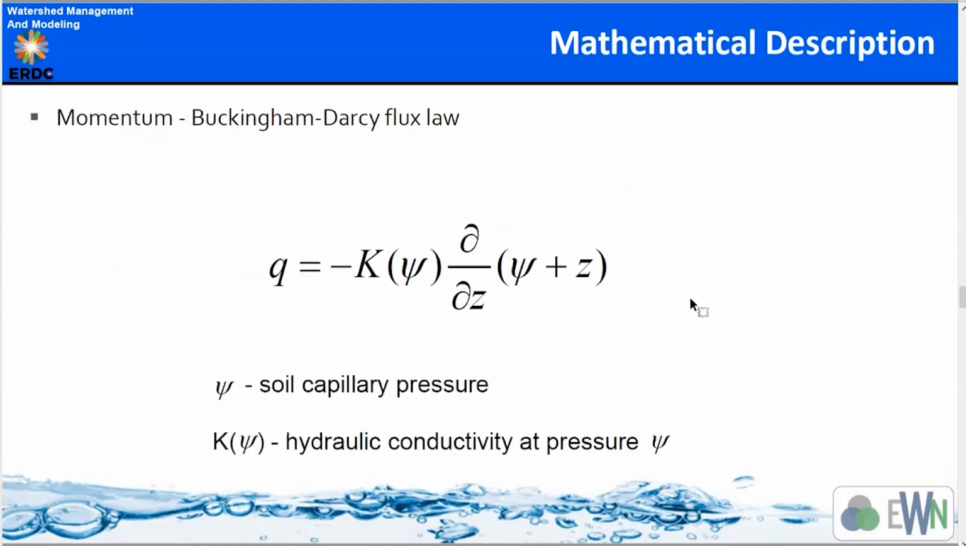This is the Buckingham-Darcy flux law, which is the other part of the Richards equation, and it describes the flow. The two important things are that the hydraulic conductivity, as we talked about, is dependent on psi, which is the soil moisture pressure. And then here's your gravity term, the change versus z of this one and this one.